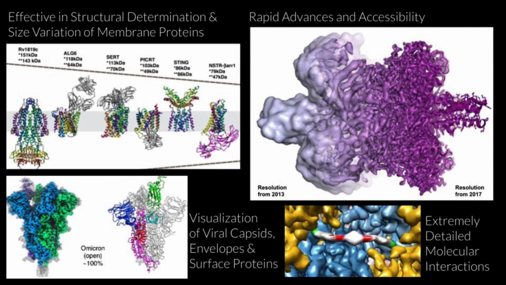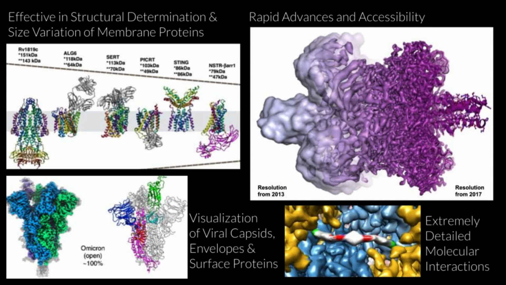Cryo-EM is also proven effective in the structural determination of membrane proteins at different sizes, which is usually pretty challenging to crystallize. This image on the top left shows one study's progress in the current size limitations of membrane protein structures determined by cryo-electron microscopy.